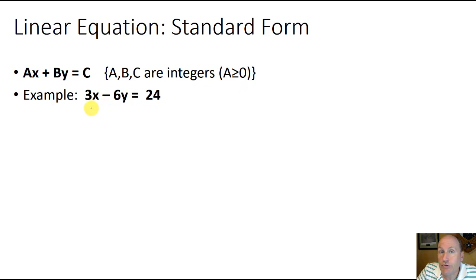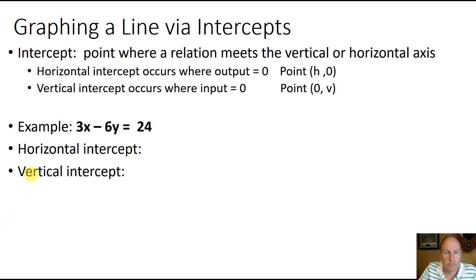For example, the equation 3x minus 6y equals 24 is a linear equation in standard form. And the a term is 3, the b term is negative 6, and the c term is 24. Those are useful in helping find the intercepts, as you'll see in just a moment. Let's cover graphing a line using the intercepts that we can find. And of course, the standard form is perfectly set up for this.